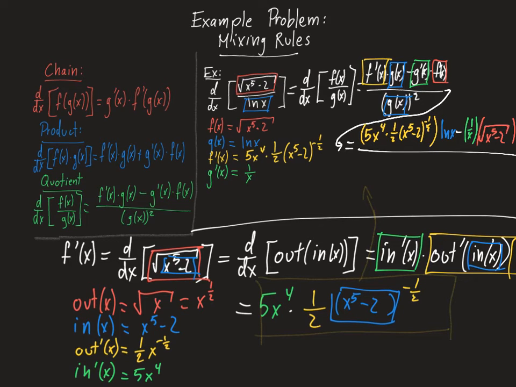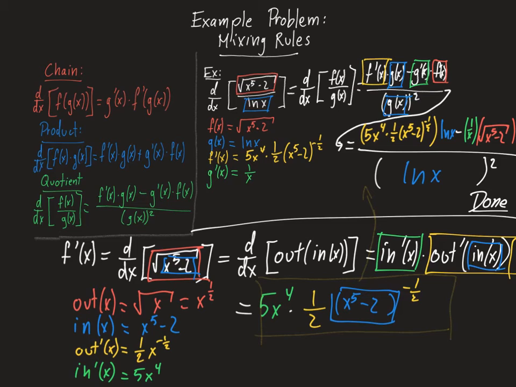Then we have a big fraction bar. And in the bottom, we have a function which is being squared. And this function is g of x, which is natural log of x. And we are done.